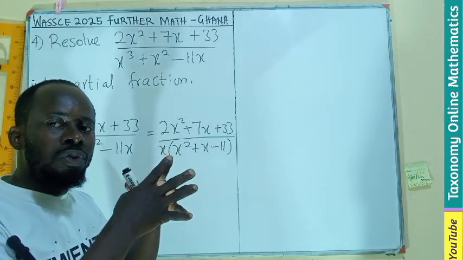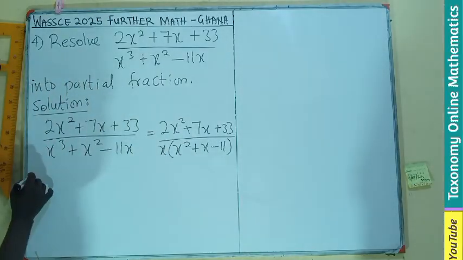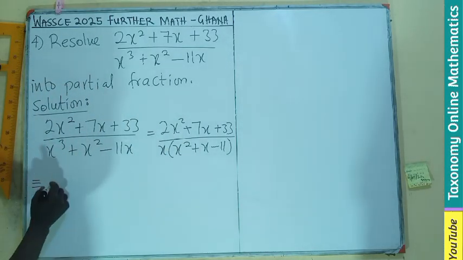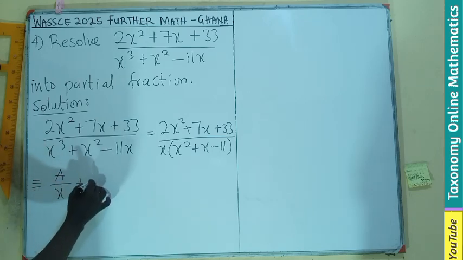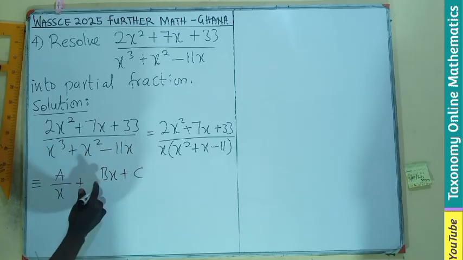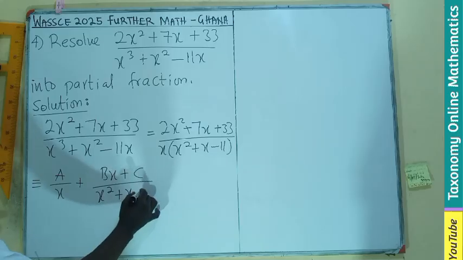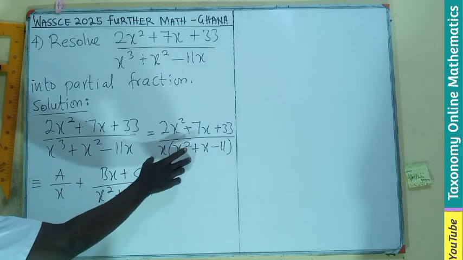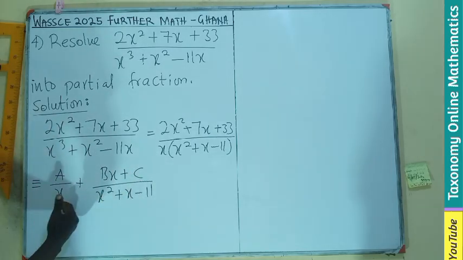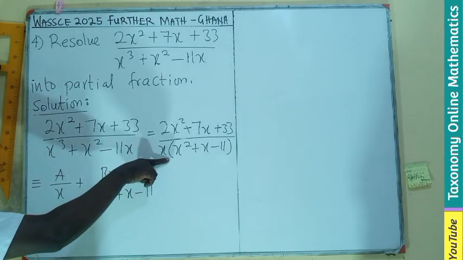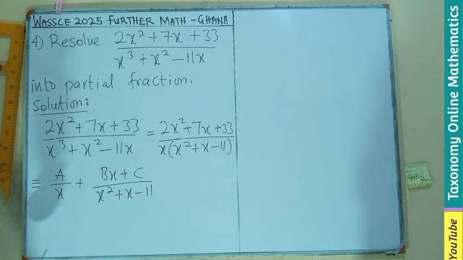So we are going to resolve this into two partial fractions, equivalent to A, a number we are looking for, divided by x, plus (Bx + C), representing the quadratic term, divided by (x² + x − 11). Now we can resolve it if we take care of the denominator. So we multiply by this bracket, and only the numerators will stay.